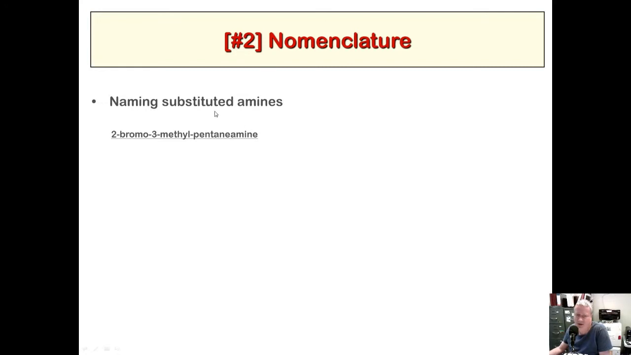Substituted amines. You can imagine amines get a little more complicated. 2-bromo-3-methylpentanamine. Well, I always look at the end of the name first and then go backwards. So pentanamine would refer to an amine with a five-carbon chain, amine on number 1, and we've got a bromine on 2 and a methyl on 3. So that's pretty straightforward.